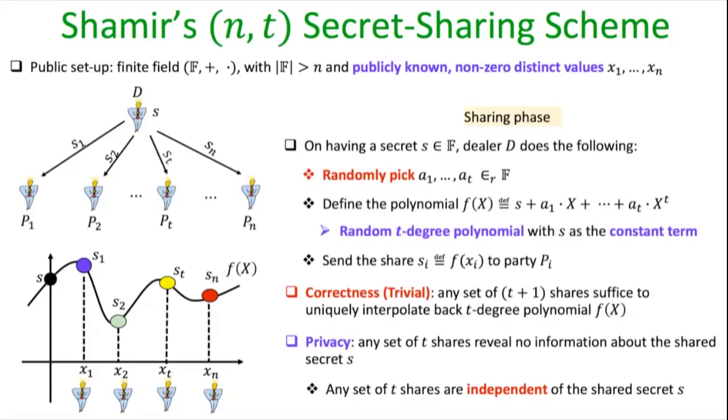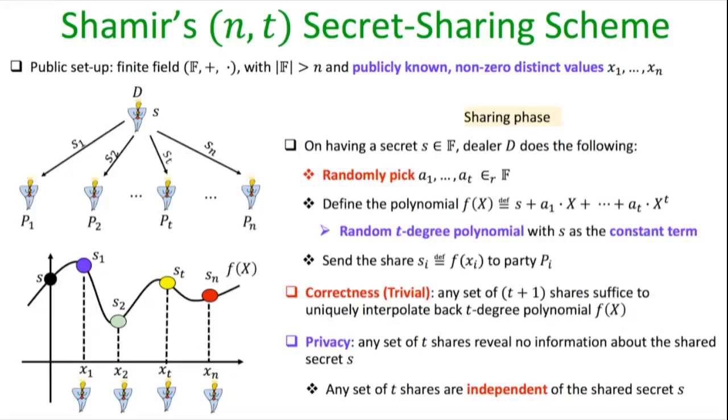Okay, so it's the dealer who is picking the polynomial. The participants will not be aware of what exactly is the polynomial chosen by the dealer. So the polynomial will be randomly chosen, namely its coefficients a1, a2, and so on will all be randomly chosen from the finite field, but the constant term should be the secret which the dealer wants to share.